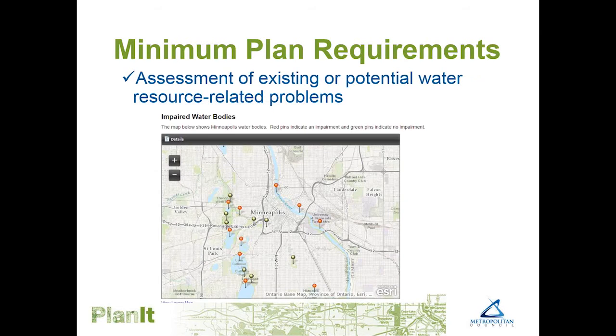The assessment must also include a list of impaired waters within the city as shown on the most recent MPCA 303D list of impaired waters, which can be found on the MPCA website. The web link is included in the resources handout.